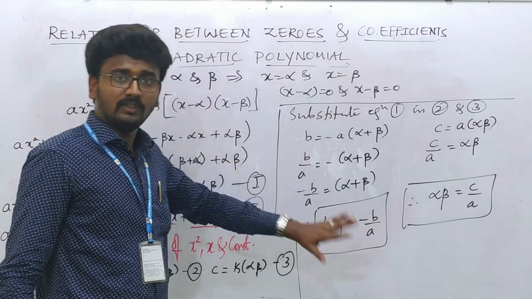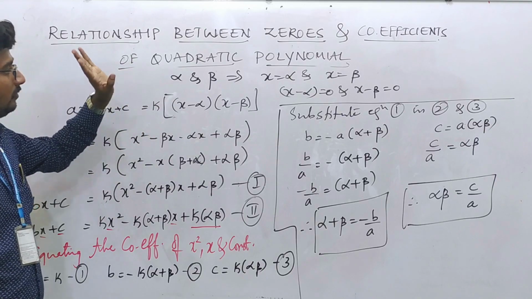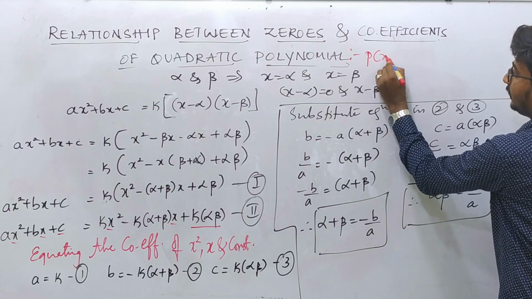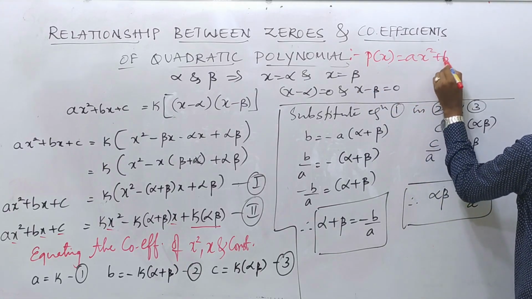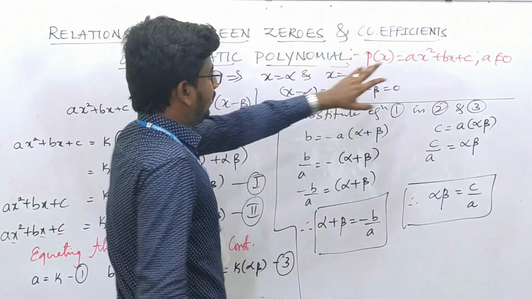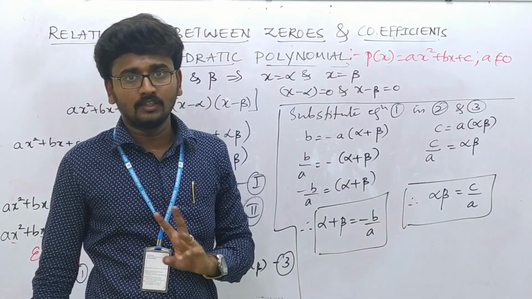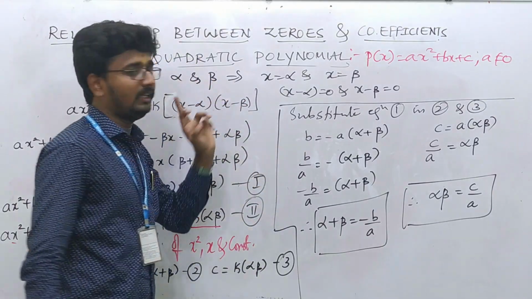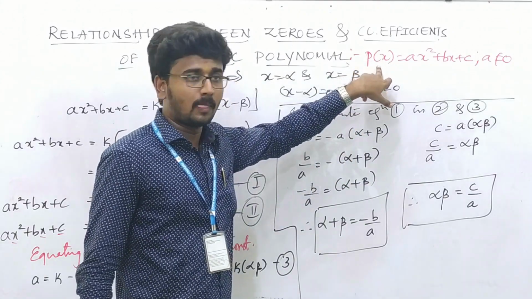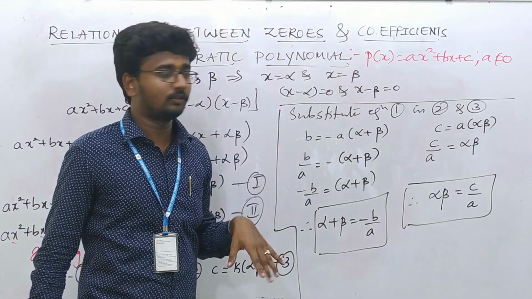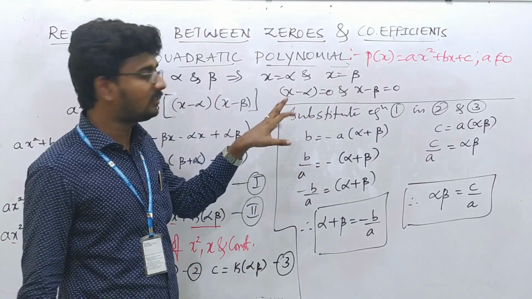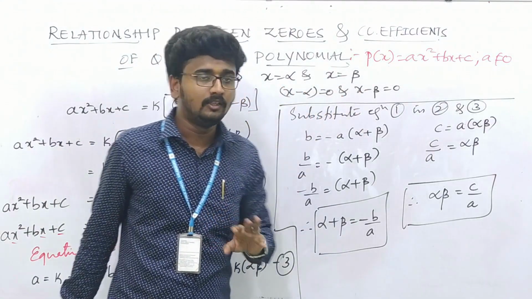Okay, so once again quickly, the standard form of a quadratic polynomial is p of x is equal to ax square plus bx plus c, where a should not be equal to 0. The degree of this polynomial is 2, so it should have 2 roots. So I have taken alpha and beta as the 2 zeros or roots of the polynomial p of x. Since alpha and beta are roots, let x be alpha and x be beta. If I take alpha and beta to LHS, it becomes x minus alpha and x minus beta.